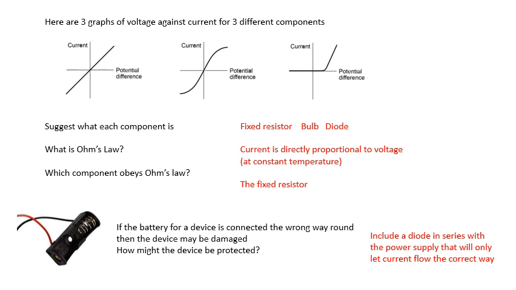Lastly, if the battery for a device is connected the wrong way round, then the device may be damaged. How might we protect the device? What we could do is put a diode in series with the power supply that only lets the current flow the correct way. So if someone puts the battery in the wrong way round, it doesn't matter because the diode will stop the current from destroying the device.